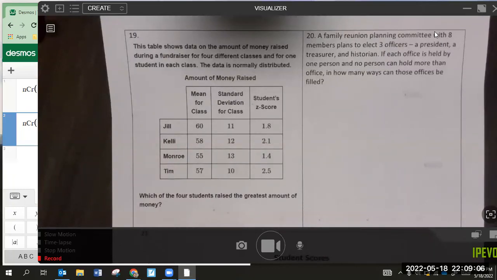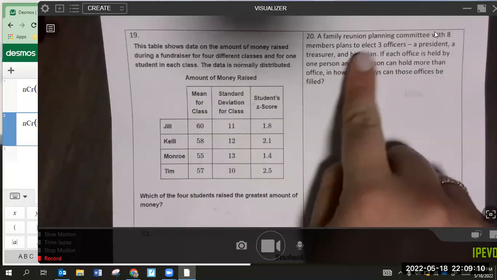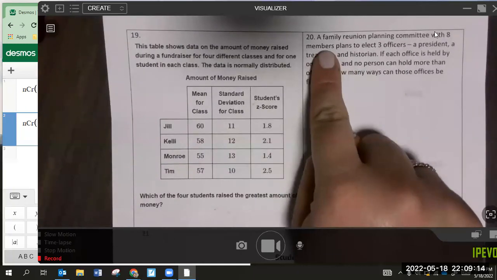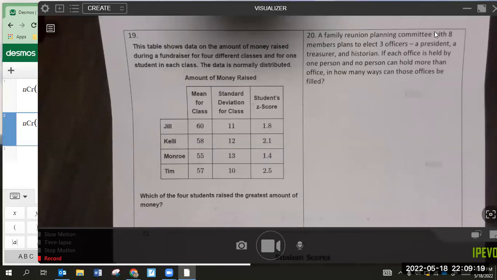I'm going to skip 19 and come back to it in a second. For a family reunion planning committee with 8 members, they plan to elect 3 officers, a president, a treasurer, and a historian. Does the order matter? Yeah, it matters if you're a president versus a treasurer versus a historian. You will have very different jobs. So the order does matter, making this a permutation.